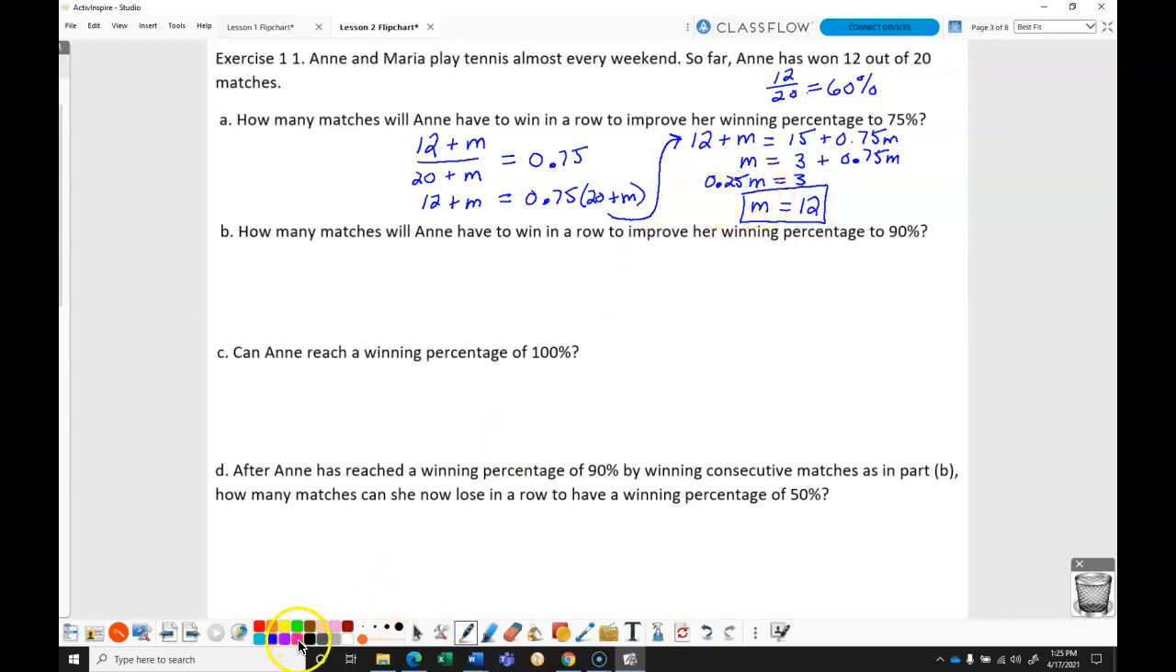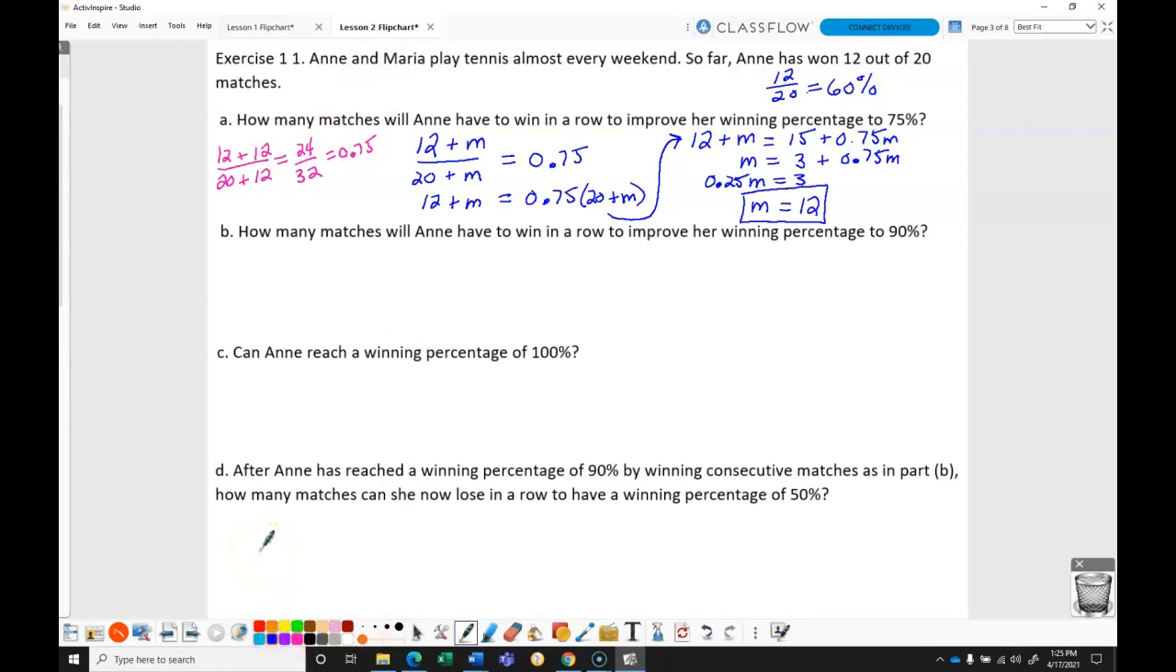Well, let's go over here and check what I just said. 12 plus the new number of matches, which is 12, over 20 plus the new matches, which is 12. So that's going to get us 24 over 32, and you can check it, that 24 divided by 32 gets us 0.75. Okay, so that worked out for us.